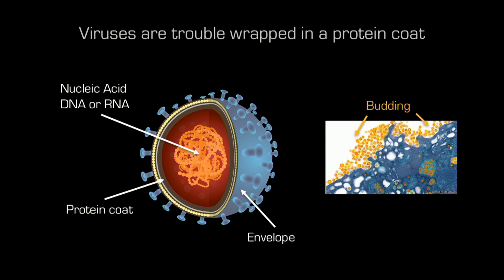And in this case, they'd have to protrude their own proteins from the outside of the envelope so they have a way to bind to and enter the host cell. So very simple organisms. The picture there on the right is a picture of the viruses budding from the host cell.